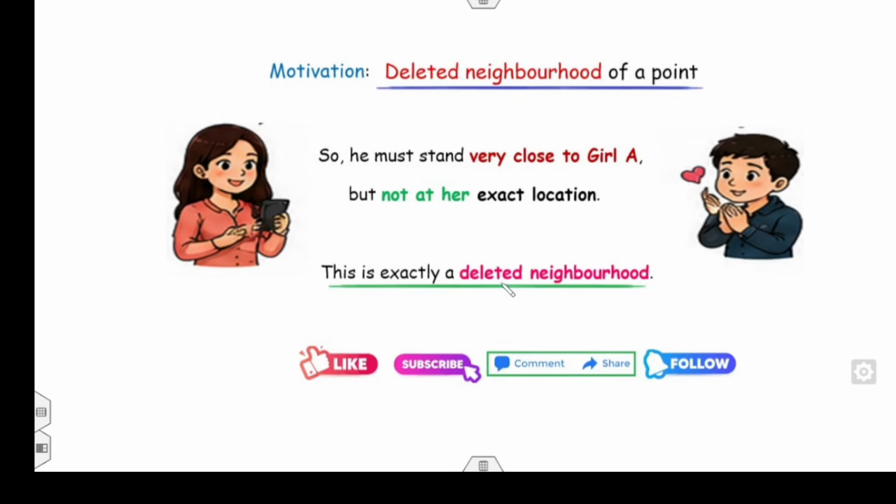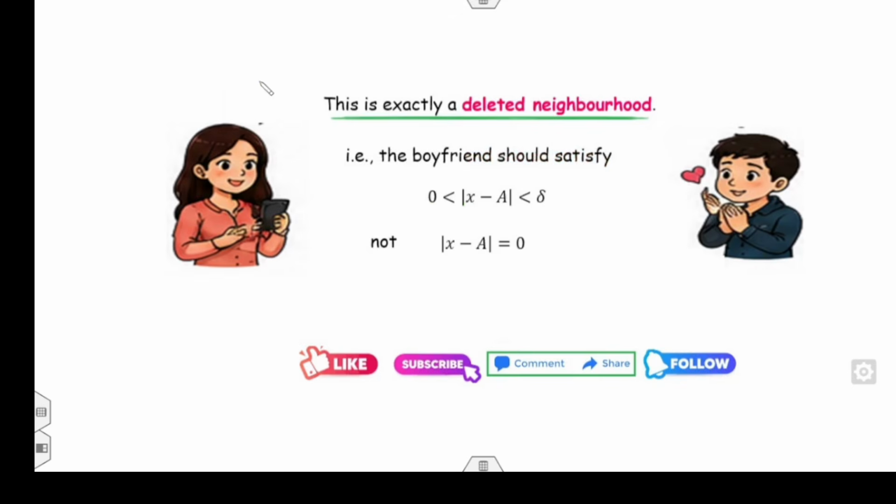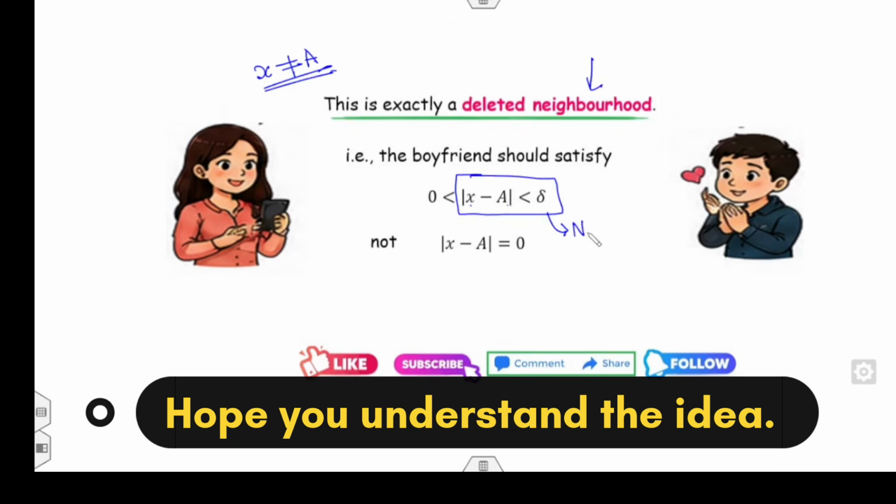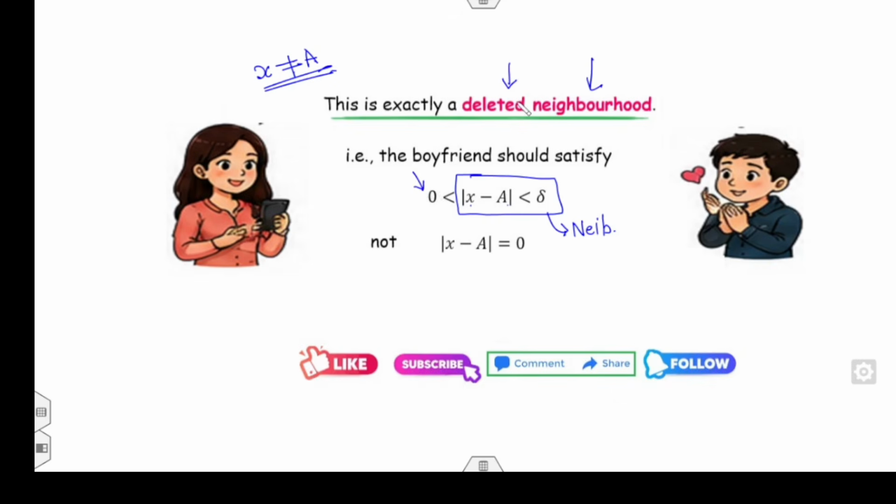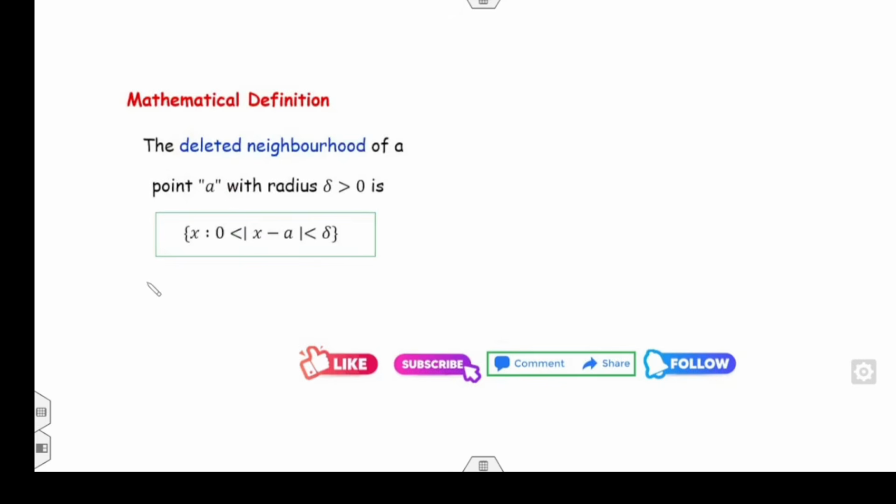That means the point, the boy is x, must not be equal to a. So by using the definition of the neighborhood, |x minus a| must be less than delta. That is the definition of the neighborhood. Fine. But if I put it as greater than 0, that's the definition of the deleted neighborhood. And make sure the deleted neighborhood is denoted by N star of a comma delta.